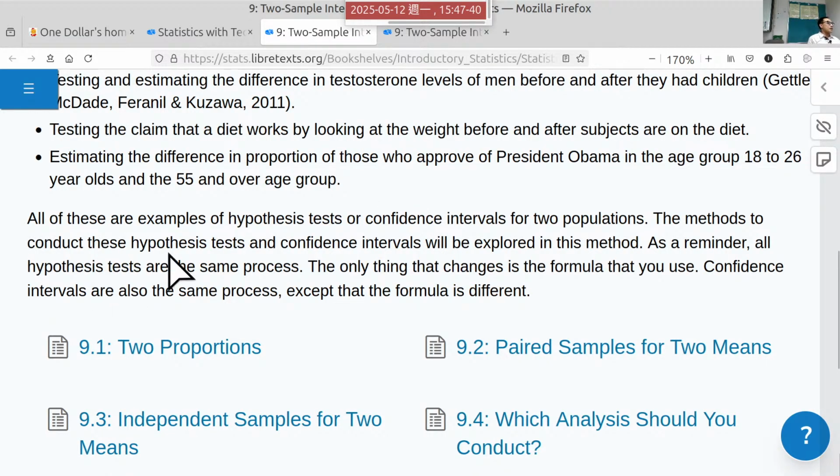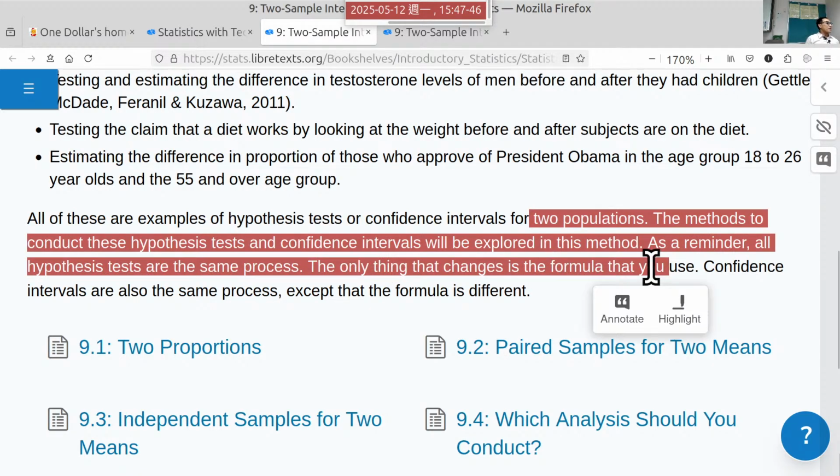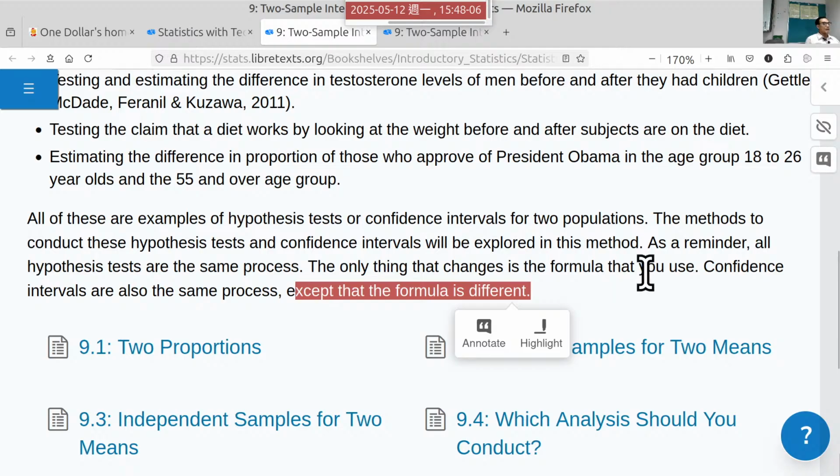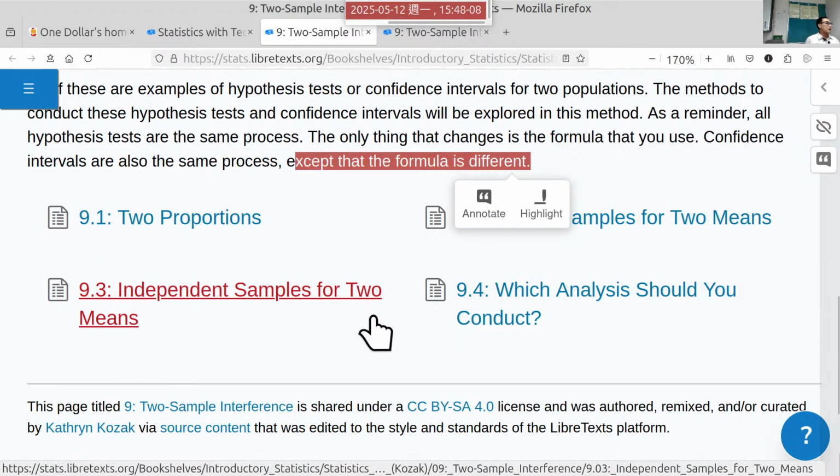In all these examples of hypothesis tests or confidence intervals for two populations, the methods to conduct those hypothesis tests are the same process. The only thing that changes is the formula you use. Confidence intervals are also the same process, except the formula is different. Okay, let's move to the first section, section 9.1, two proportions.